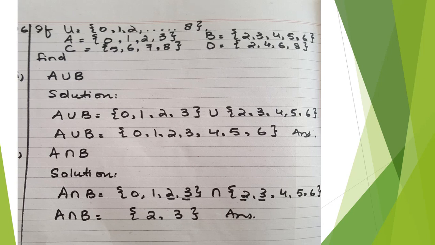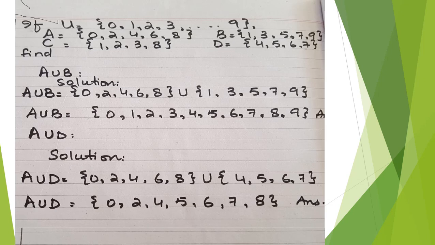Now come on to the next part, A intersection B. Yes, intersection means common elements. So how are you going to do it? List the elements of A, then the sign of intersection, then list the elements of B. Now here you have to put an underline between the common elements, so you know that that is your answer. It will become easy for you to write the answer. Okay girls? So 2 and 3 are common in these two sets. Put the underline and then that is your answer.